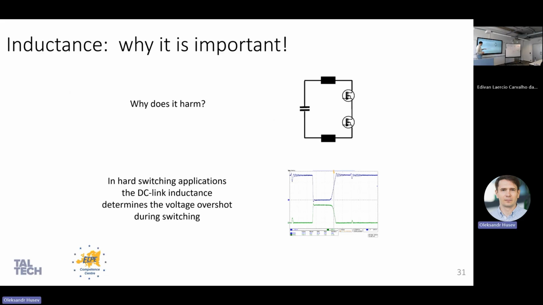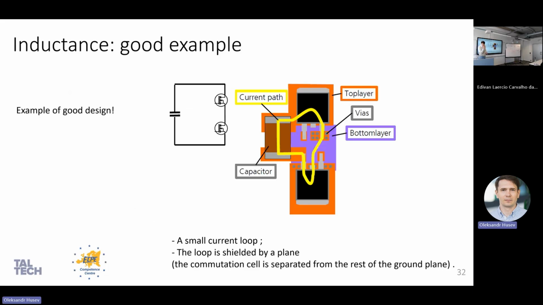In hard switching applications, the DC-link inductance determines the voltage overshoot during switching. So this is somehow a good, not bad, design, let's say, but still, this overshoot is almost always present. And sometimes I even don't recommend avoiding it completely. Why? We will discuss that a little bit later. But is it clear? Okay. So inductance, a good example. Why a good example? Because it's the obvious way. And in this case, what you have to do is minimize the switching cell.